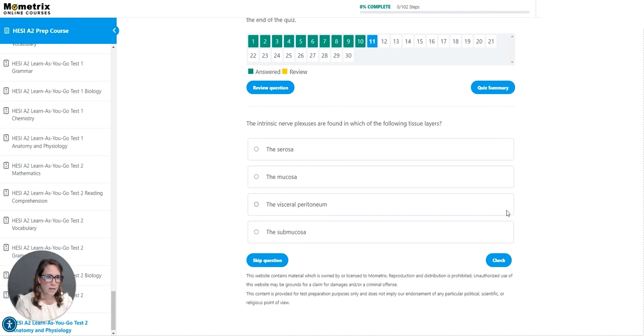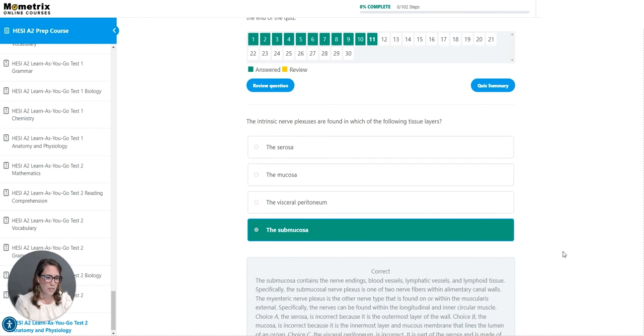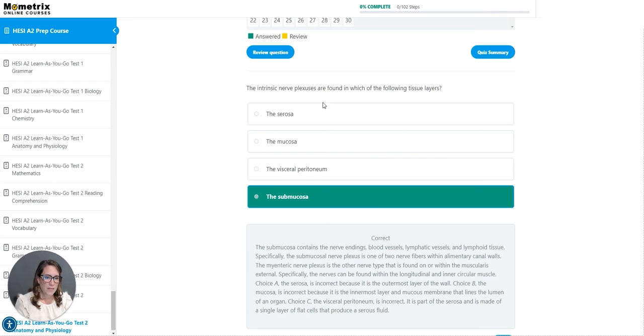All right, question number 11. The intrinsic nerve plexuses are found in which of the following tissue layers? The serosa, mucosa, the visceral peritoneum, and the submucosa. We are going to choose the last option here, and then it's going to give us the explanation.